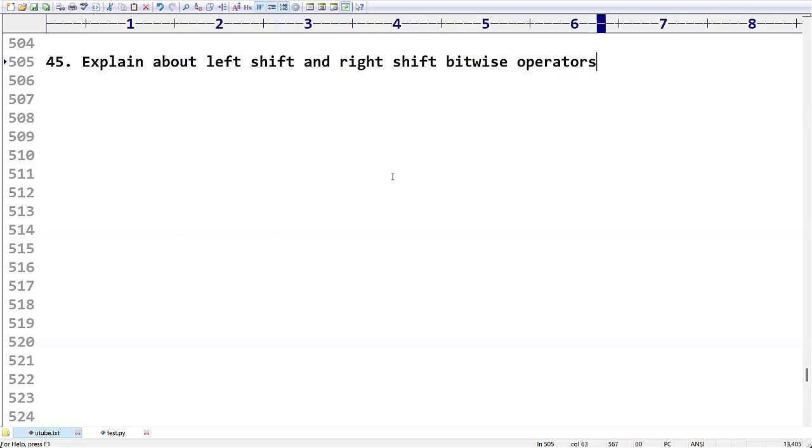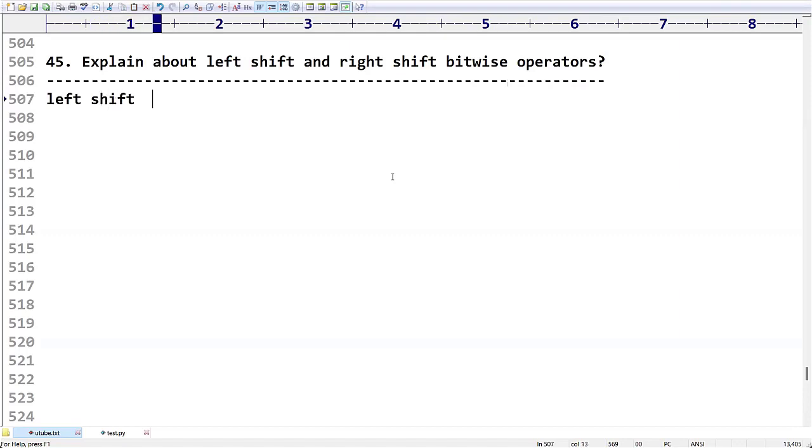There are two special bitwise operators: one is left shift, another one is right shift. How do we represent left shift symbolically? It is represented by the double less than symbol. How do we represent right shift symbolically? By the double greater than symbol. Now we need to take some examples and explore.